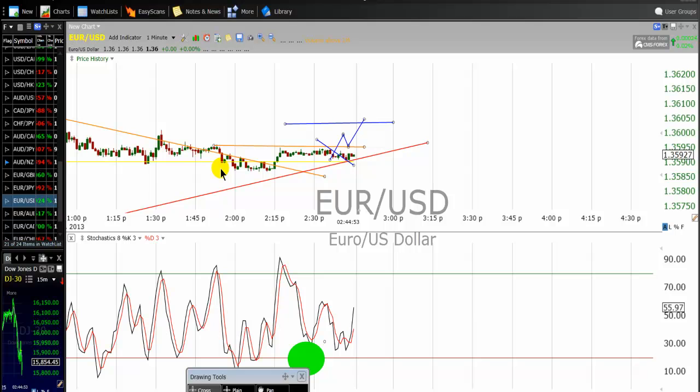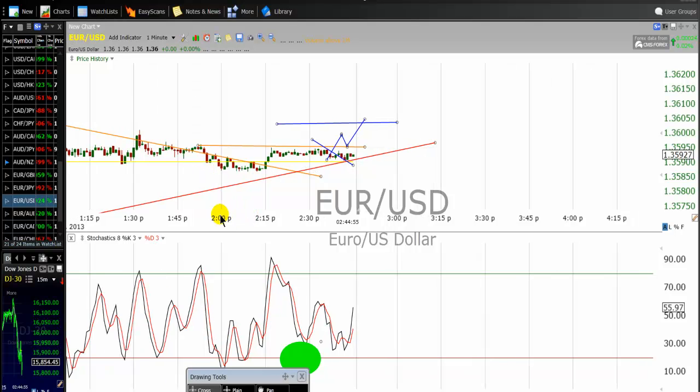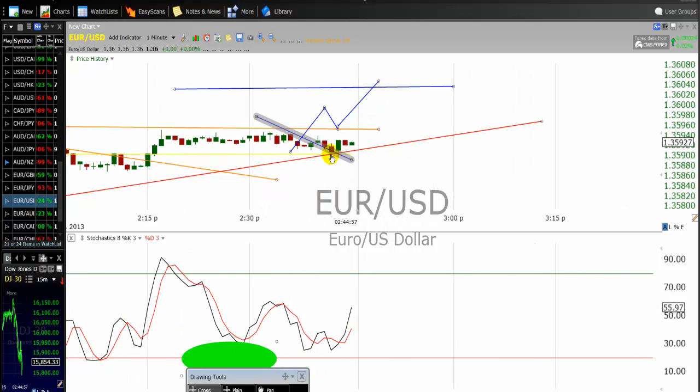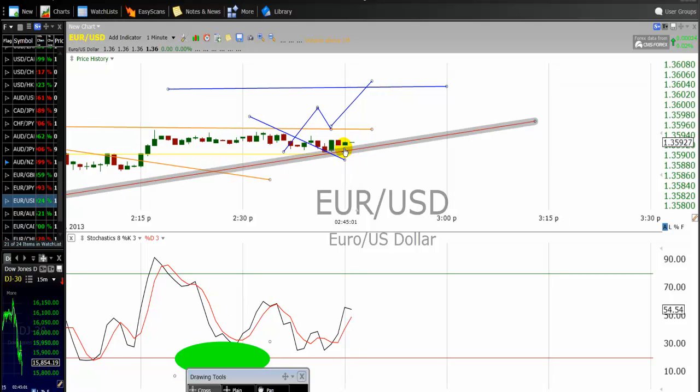If you want to buy, the first condition is that the price should be above a rising trend line, as we see here. And the second condition is that the price must pull back near the rising trend line. So the price is above a rising trend line and pulls back near the rising trend line, that's the second condition. Third condition, the common central line is broken, and the stochastic is bullish or oversold.